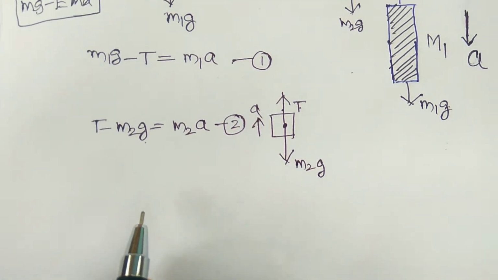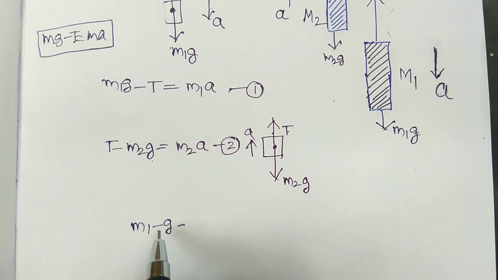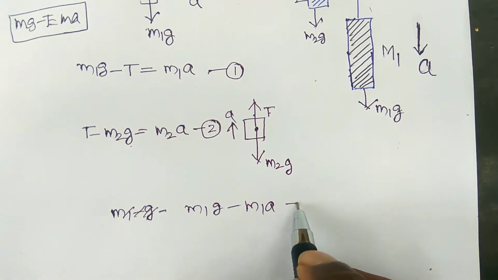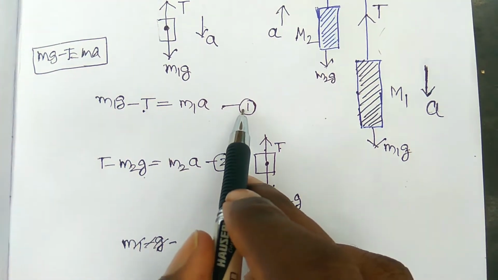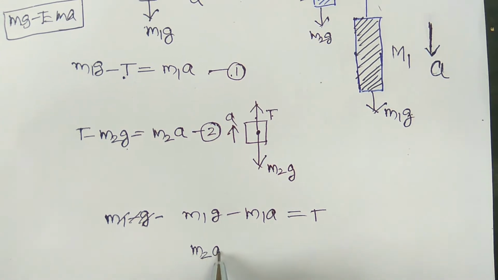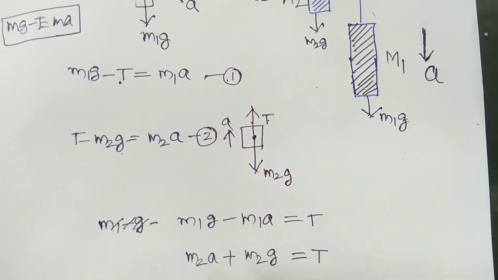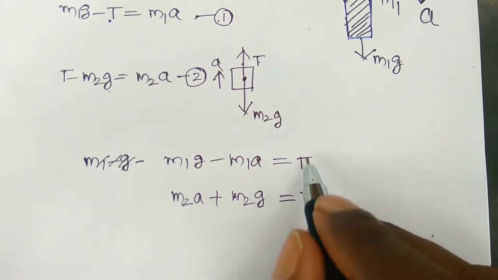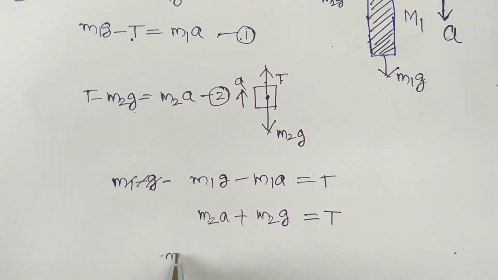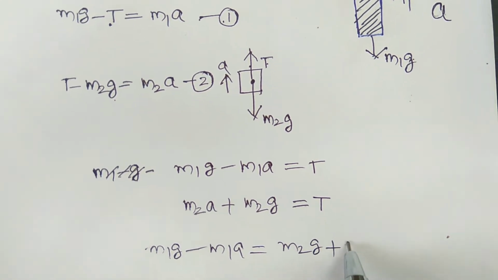From equations 1 and 2 we can write that from equation 1, m1g minus m1a is equal to T. And from the second equation, m2a plus m2g is equal to T. Since the left-hand side is equal to the right-hand side, we can write m1g minus m1a is equal to m2g plus m2a.